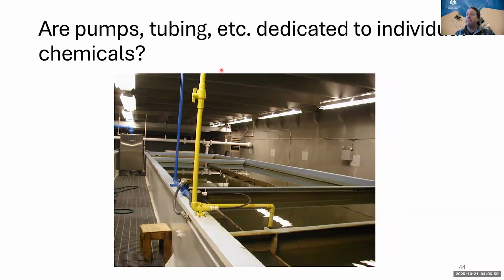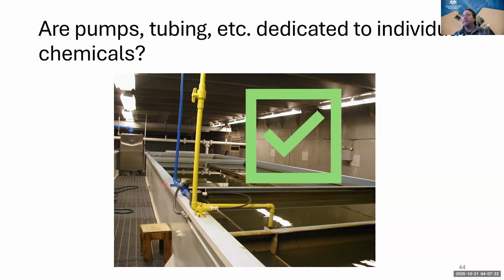Are your tubing, pumps, etc., dedicated to individual chemicals? Here we have a surface water treatment plant, and this line is dedicated to chlorine, and this line is dedicated to a filter aid. This is a polymer that's used to help with the coagulation process. And so definitely we see tubes, pumps, things dedicated to individual chemicals.